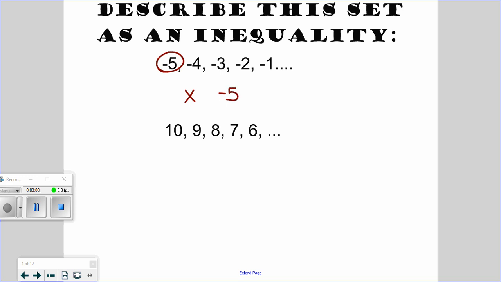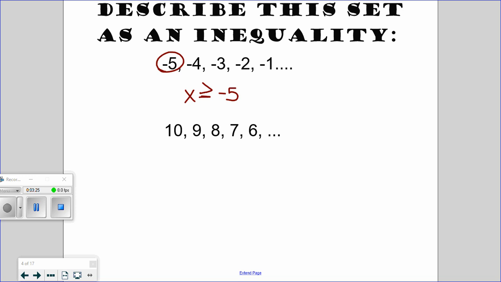Write down the first number, and our first number is -5. And then you're just going to tell me which direction they are headed. Well, look at the pattern. -5, -4, -3, -2, -1. If I kept going, it'd be 0, 1, 2. We're getting bigger, right? So that's exactly what I say. x is getting bigger than -5. But because we'll always start with the first number, you always need to put that "or equal to" underneath.